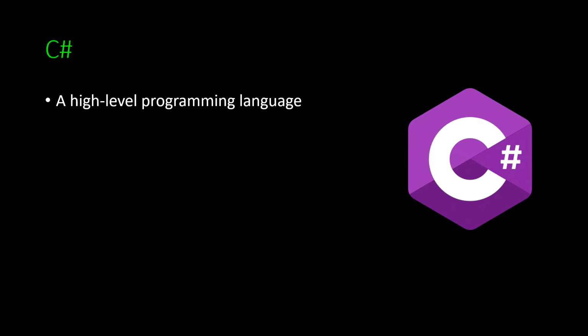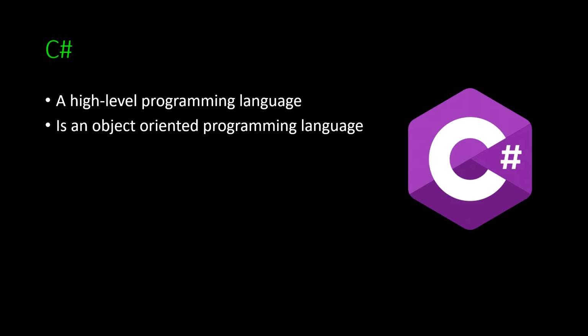C# is a high-level programming language. This means it is very English-like and can be understood by humans, as compared to low-level programming languages such as binary, which is a bunch of zeros and ones, which are very hard to understand and maintain. C# is also an object-oriented programming language. This is when objects are created from classes, and objects contain both data and code, and are used to simulate real-world objects such as a student or a car. And we'll cover this later on in the series.